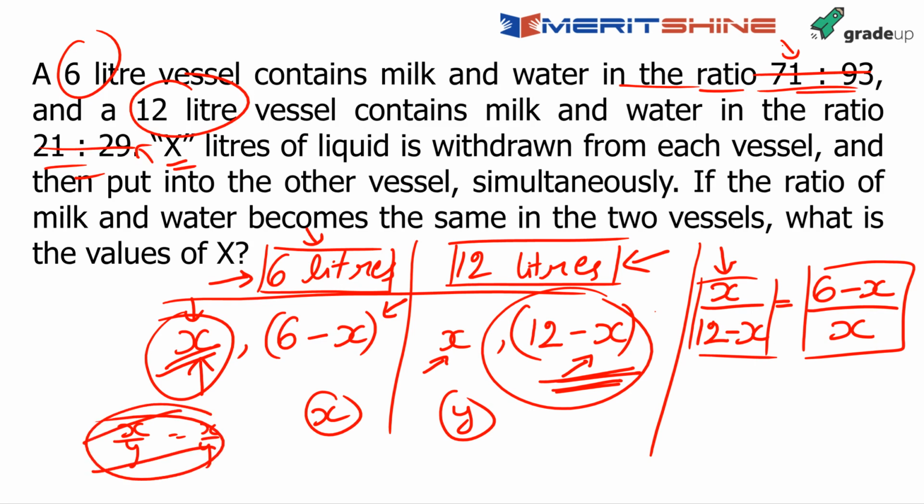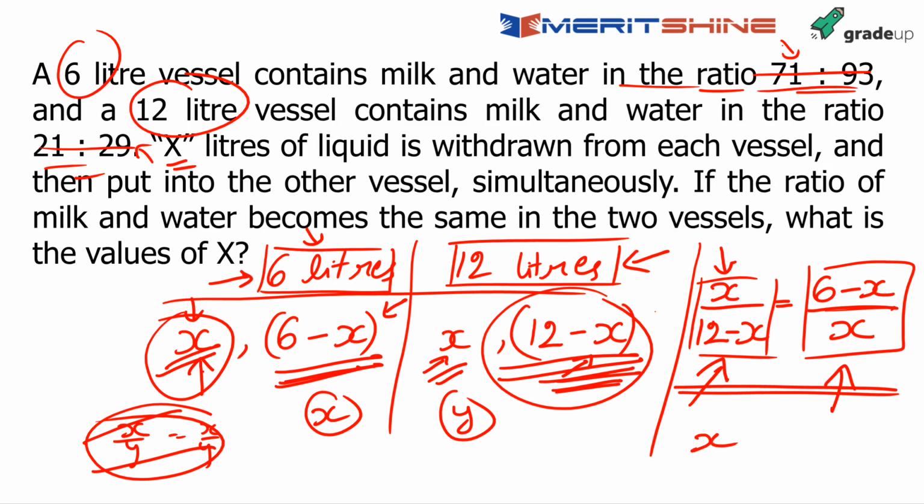उसके लिए क्या है? x upon 12 minus x, this part has to be the same as, again इसका पार्ट उठाया मैंने, what is this part? 6 minus x upon इसका second part. You solve this equation. This is a nothing equation. इसमें कुछ है ही नहीं, ये quadratic भी नहीं है, linear equation है, and this gives you the value of x as 4. This is the only thing that you do here and absolutely nothing else.